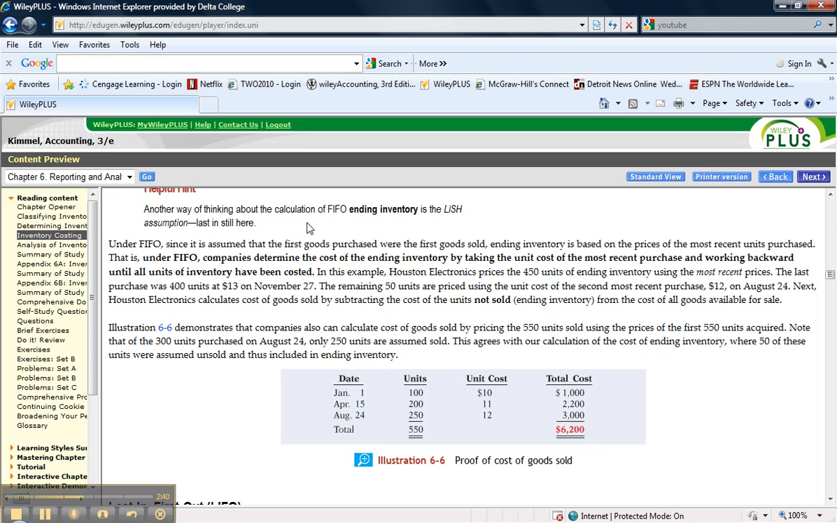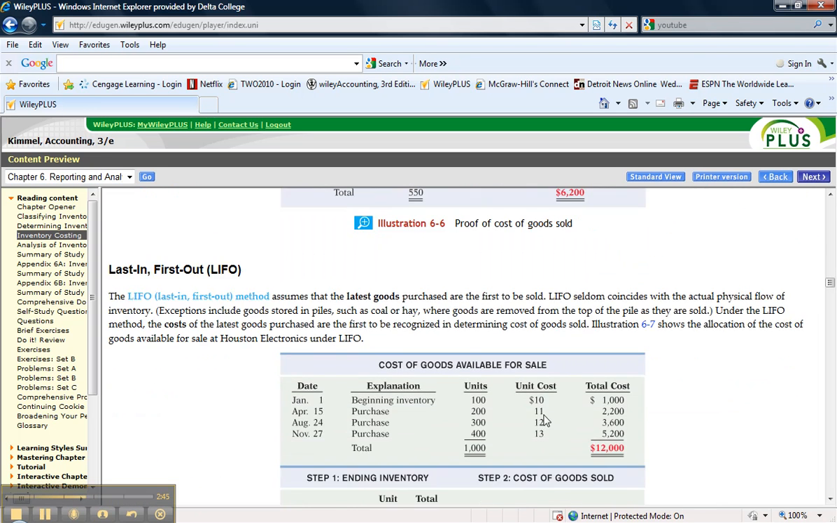Next, and this is the proof, that's what this is doing right here. It proves out how you can calculate cost of goods sold the way I just talked about. Next we'll talk about LIFO.